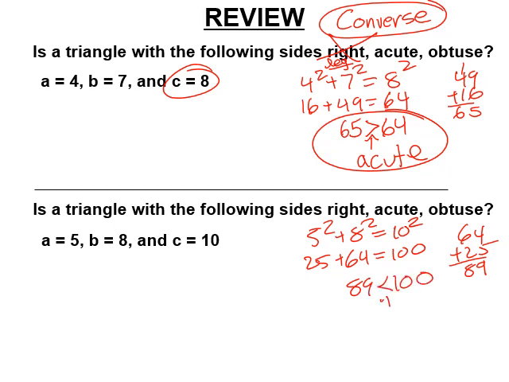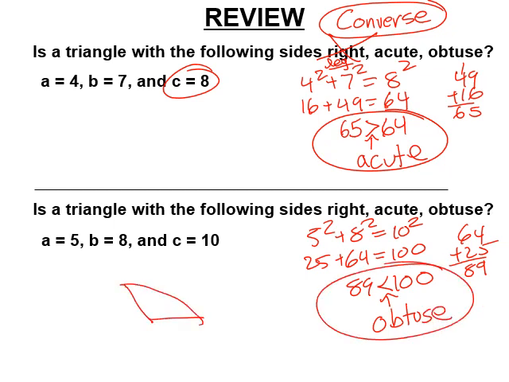So in this case, less than goes with obtuse. This can't be a right triangle. It must be an obtuse triangle. That means it has an angle greater than 90 degrees. This one is acute. It means all the angles are less than 90 degrees, all of them.